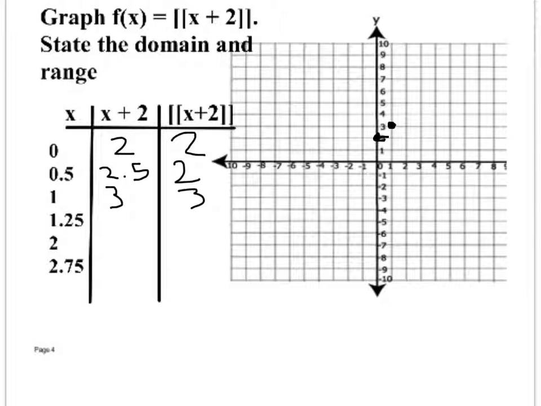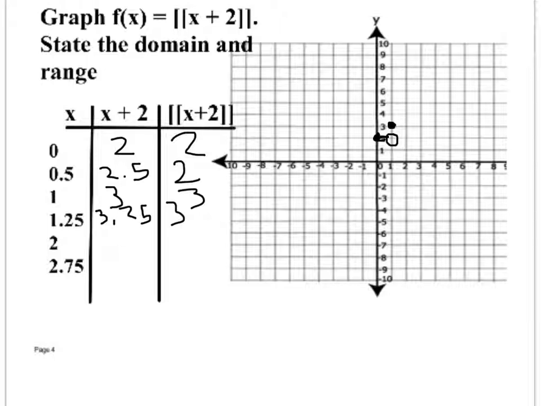So up to here is going to be an open circle. Up to 1, so 0.9999, okay? What's the y coordinate of 0.999? About 2. What about 1.25? What is 1.25 plus 2? 3.25. What's the greatest integer of 3.25 not greater than 3.25? 3.